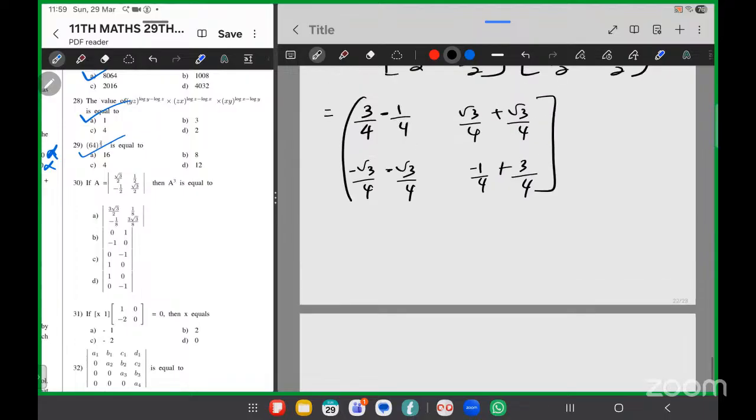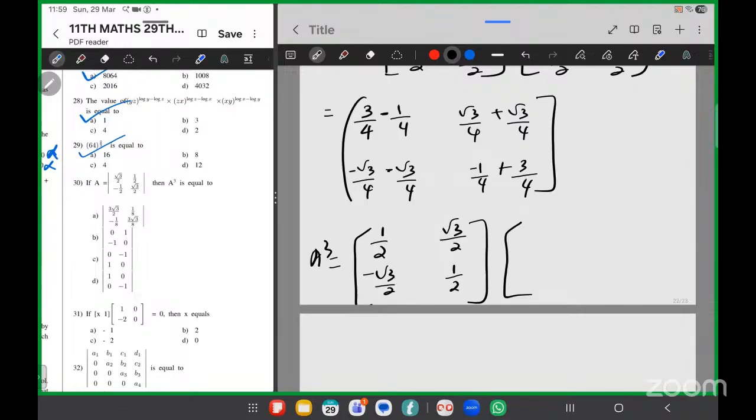So what will come? 3 by 4 minus 1 by 4 is 2 by 4. 2 by 4 becomes 1 by 2. Root 3 by 4 plus root 3 by 4 is 2 root 3 by 4, which is root 3 by 2. This is also minus root 3 by 2. 3 minus 1 is 2 by 4. 2 by 4 becomes 1 by 2. This is A square. And if you want to get A cube, we have to multiply again with A.